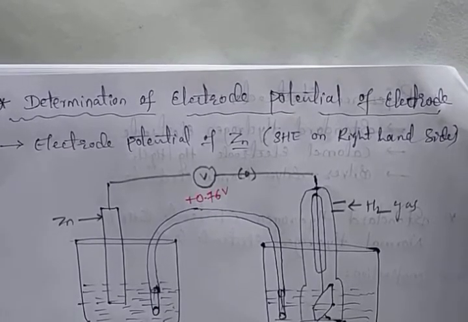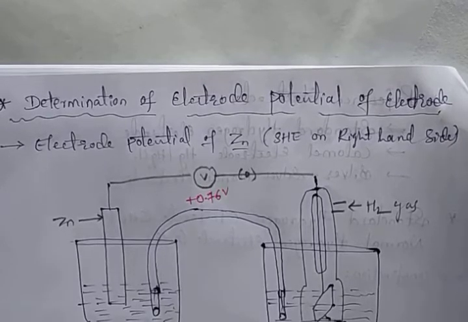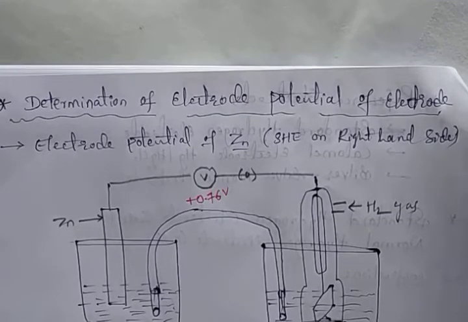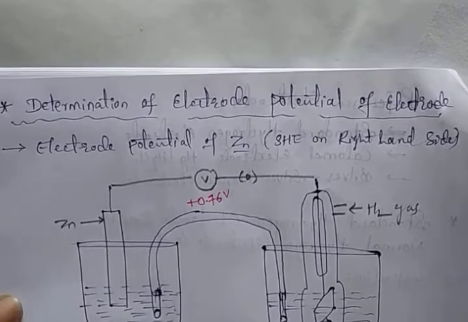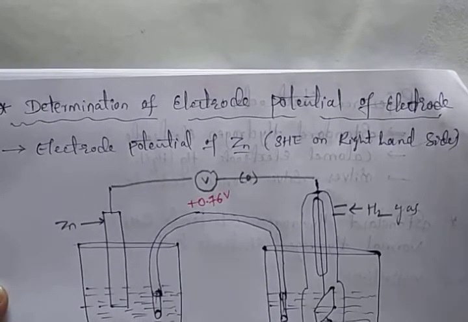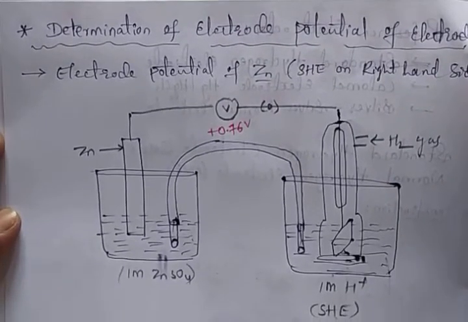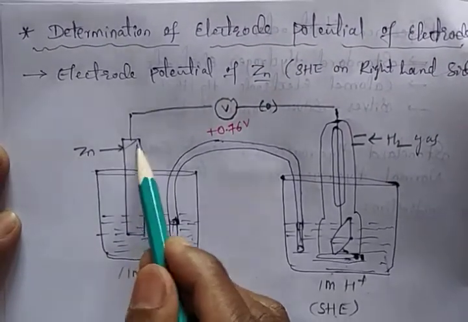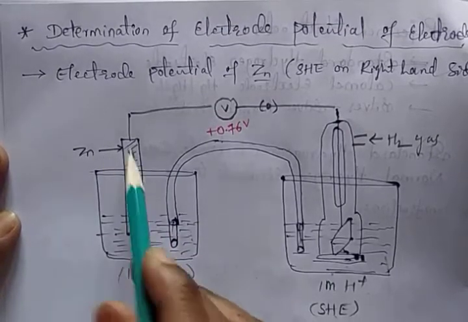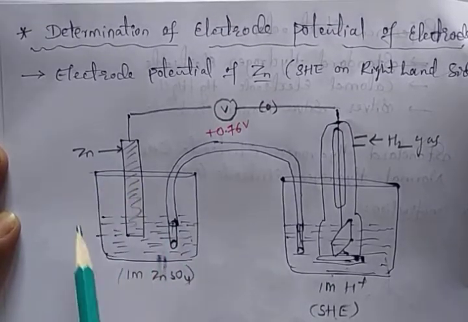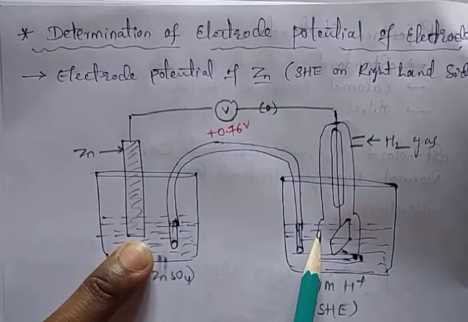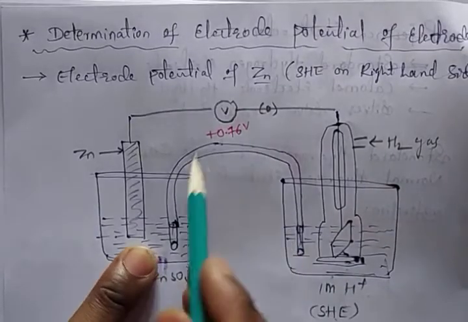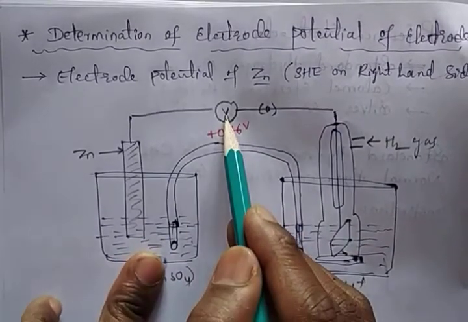First, in order to determine the electrode potential of an electrode, prepare its half cell and connect it with the SHE. For example, if I want to determine the electrode potential of the zinc electrode, first prepare this half cell, that is, the zinc electrode dipped in zinc sulfate solution. It is one half cell and it is connected with the SHE by using a voltmeter.